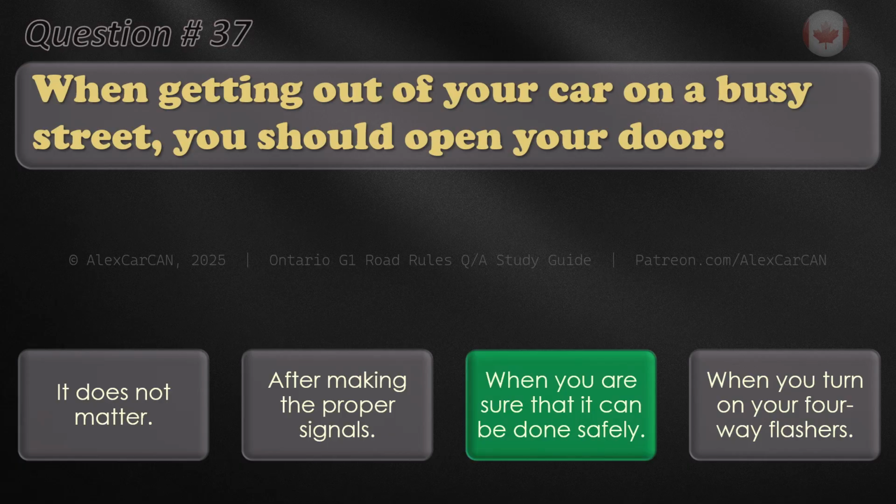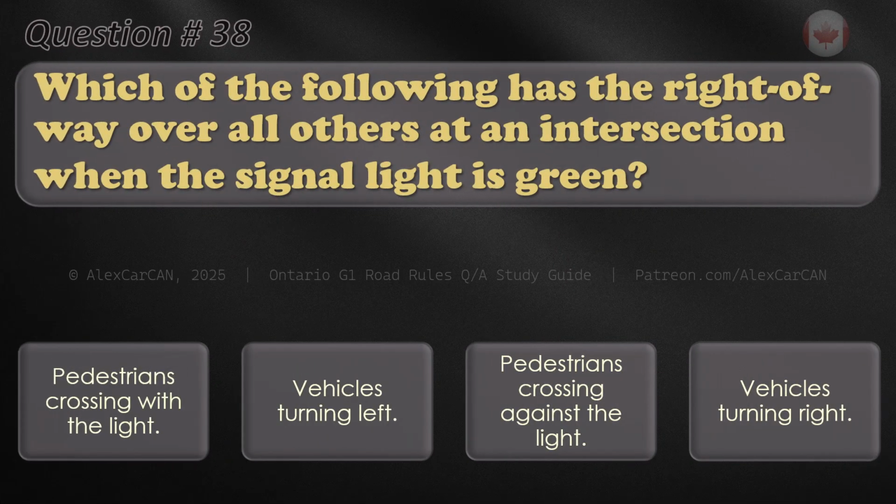The correct answer is when you are sure that it can be done safely. Question number 38. Which of the following has the right-of-way over all others at an intersection when the signal light is green? Pedestrians crossing with a light. Vehicles turning left. Pedestrians crossing against the light. Vehicles turning right. The correct answer is pedestrians crossing with the light.